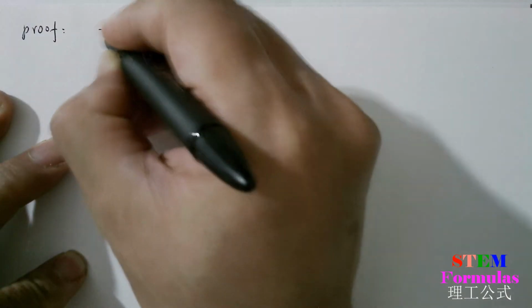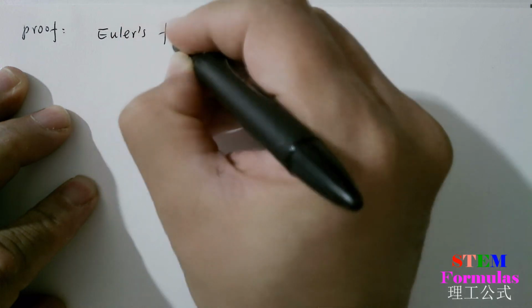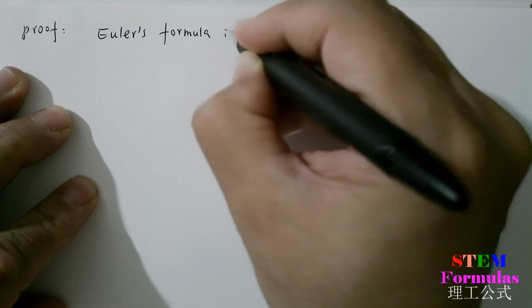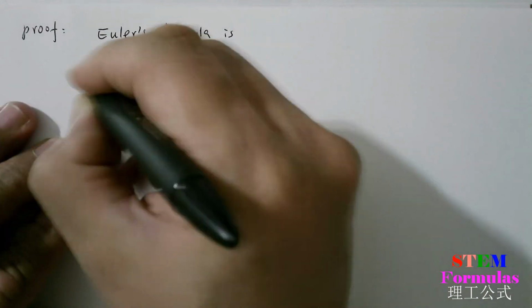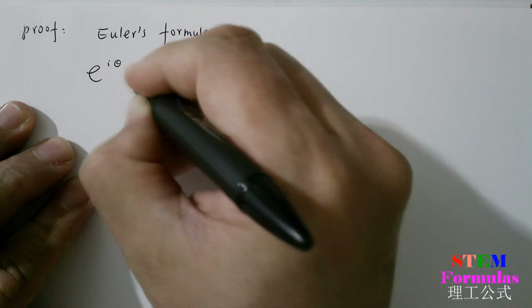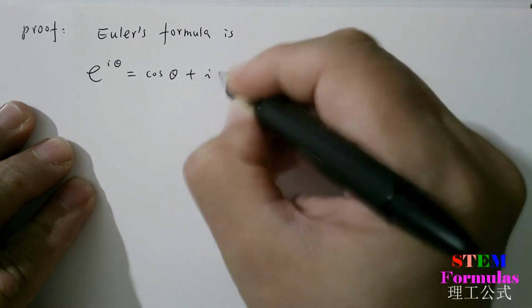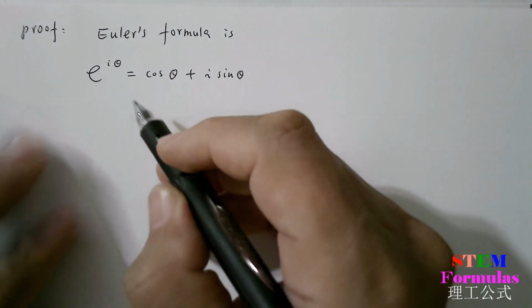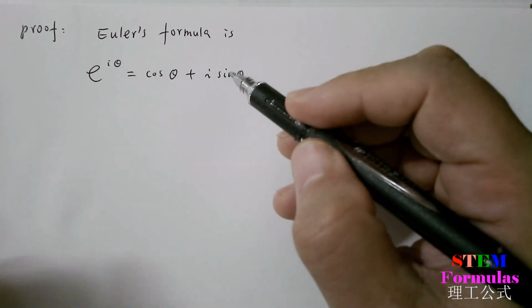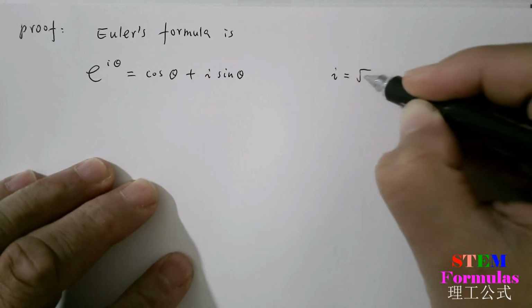Euler's formula is this: e to the I theta equals cosine theta plus I sine theta. And theta is an arbitrary real number. And I is defined as the square root of minus 1.